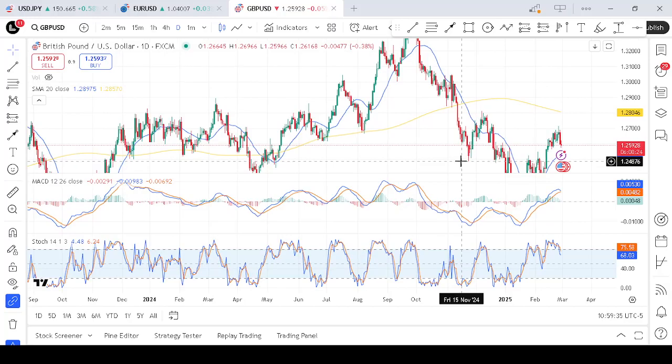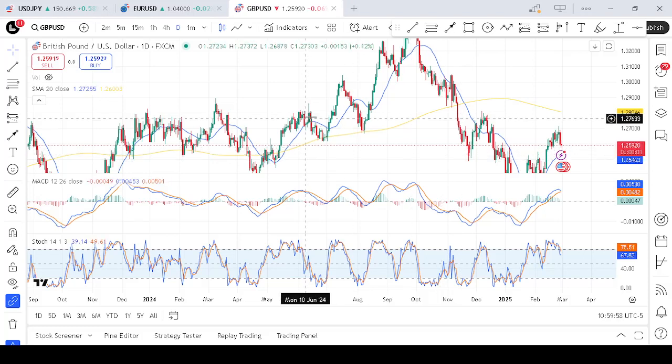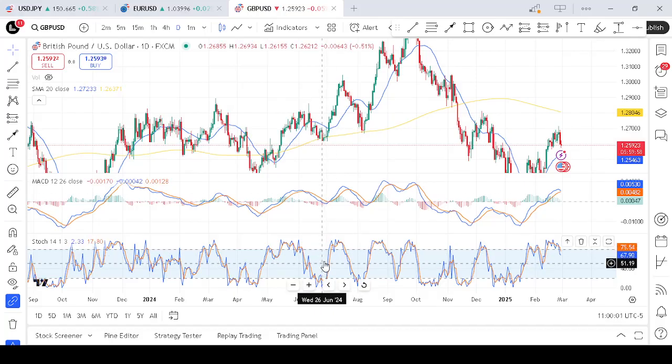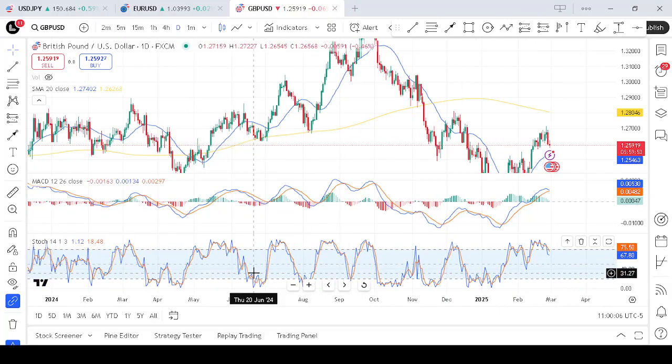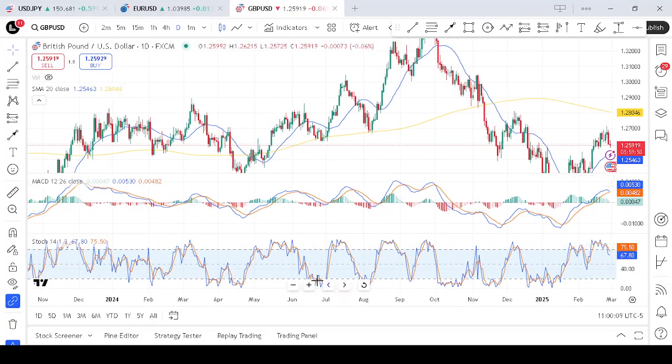The second component is the stochastic oscillator, which helps us identify when the market is taking a breather. This indicator becomes particularly useful when price pulls back in an uptrend or bounces in a downtrend. This is the pullback phase. This is what the stochastic is showing us at this pullback phase. It's showing us that price is below the 20 area.